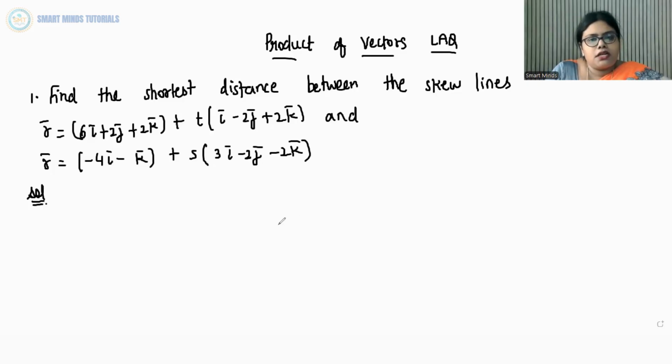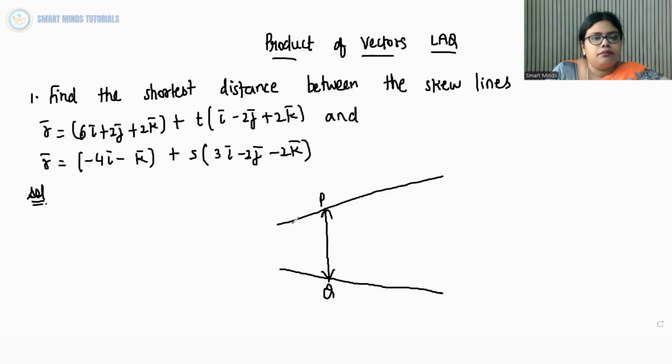So see, these are skew lines. Skew lines means which are not parallel. We need to find the shortest distance between them. So let's say this is P and this is Q. And this is A point, this is B point. This is C and this is D.